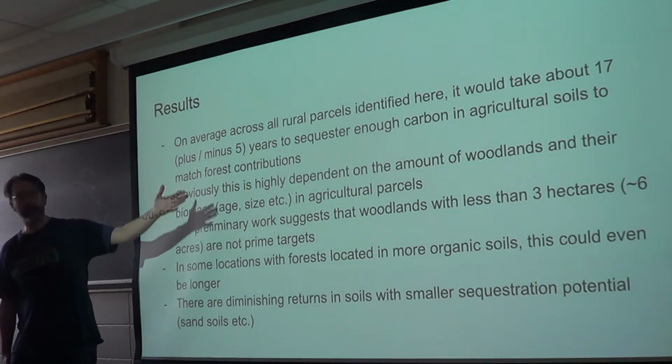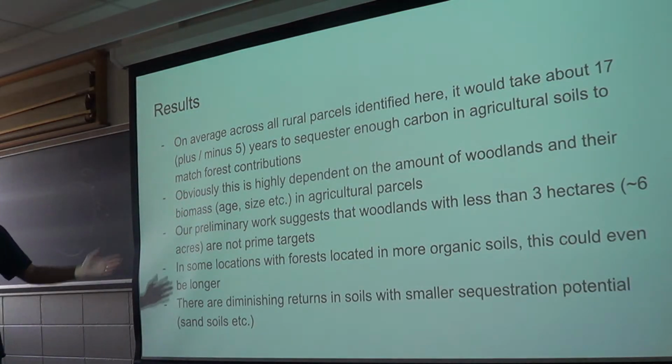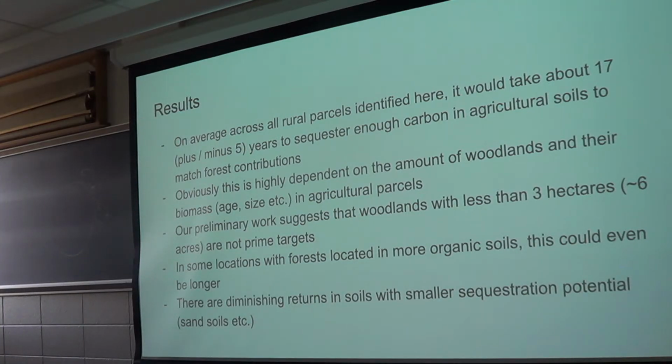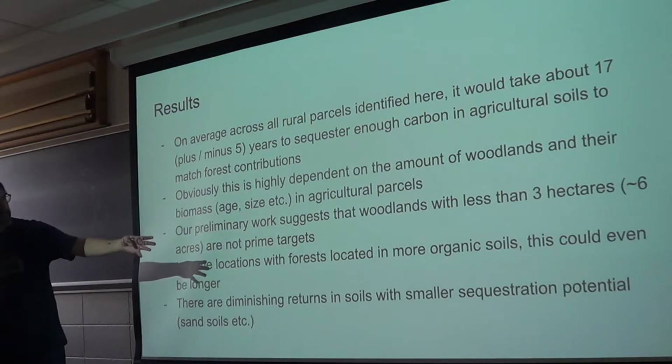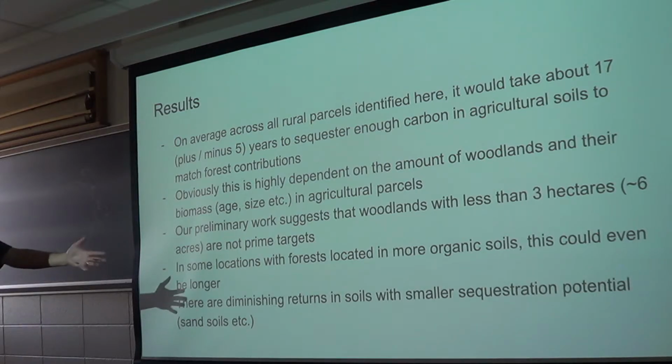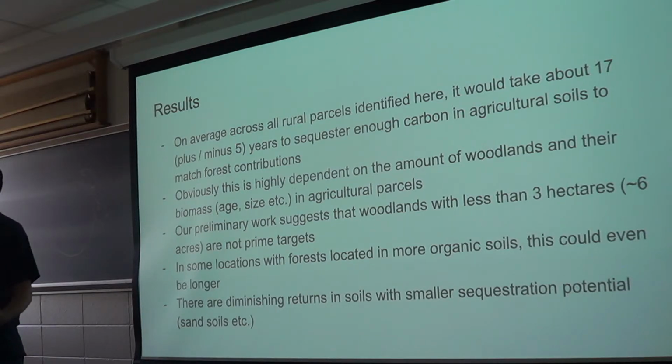Obviously, this is highly dependent on the amount of woodlands and their biomass, age, size, distribution, etc. in agricultural parcels. Our preliminary work suggests that woodlands with less than 3 hectares are not prime targets, right? And in some locations with forests located in more organic soils, this could be even longer. And then there are diminishing returns in soils with smaller regenerative or carbon sequestration potential. And I'm particularly talking about sandy soils, areas where that 2.5 number that I showed earlier wouldn't necessarily apply.